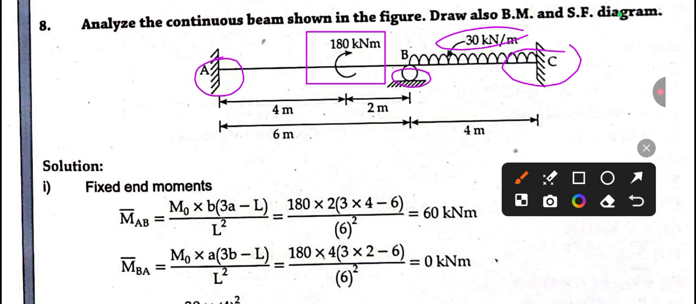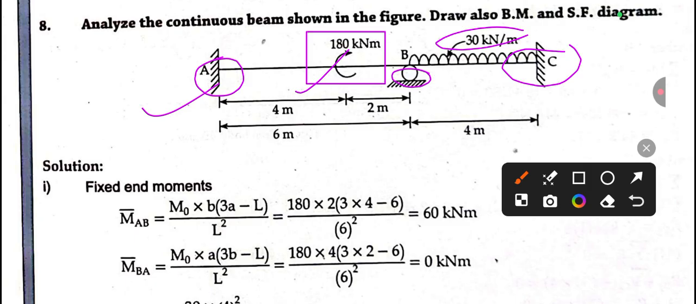Before this video we have done so many questions, but in all those questions there was no couple applied. But in this question, a 180 kilonewton meter couple is applied on the AB span, so this concept will be new for you. So watch till the end. So first read the question.